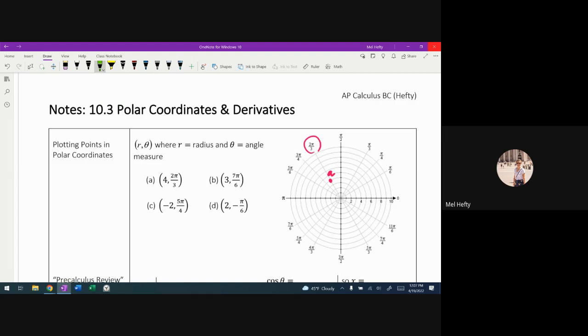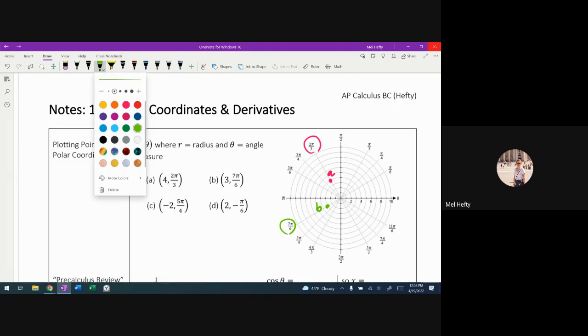All right, let's do B. So I'm going to locate 7 pi over 6. That's right here. Out 3 circles: 1, 2, 3. That's where B is. Thrilling. All right, let's kick it up a notch.